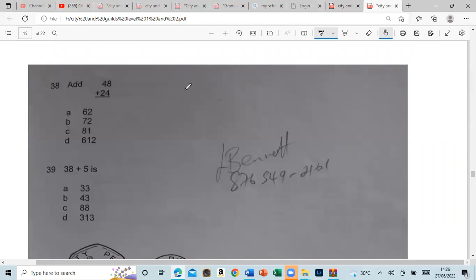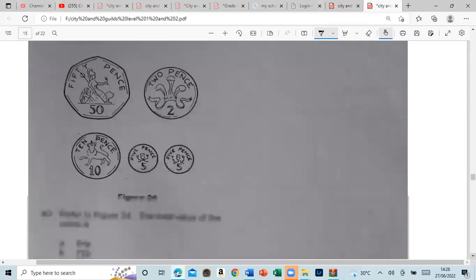Add the 48 plus 24. So that's 2, carry 1, 17. 38 plus 5, that is 43. We have 50 pence, 2 pence, 2 pence, 5 pence, and 5 pence. The total value of the coins is, so that's 50, 60, 70, 72 pence.